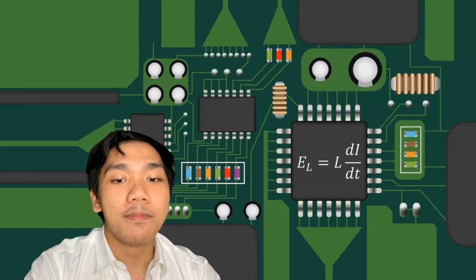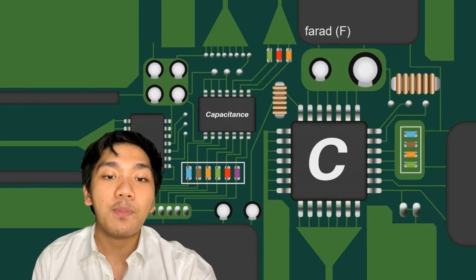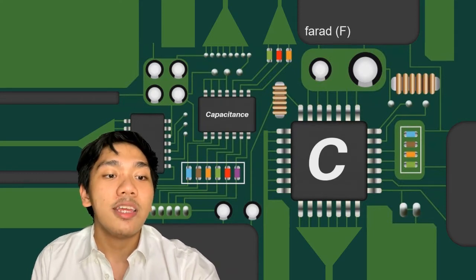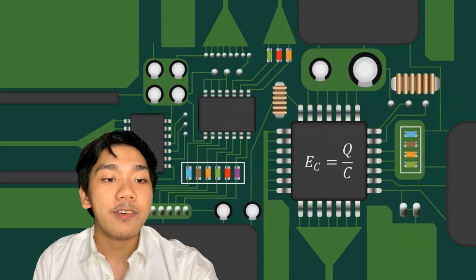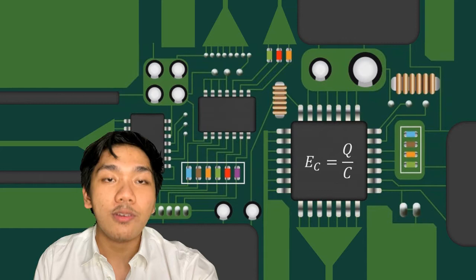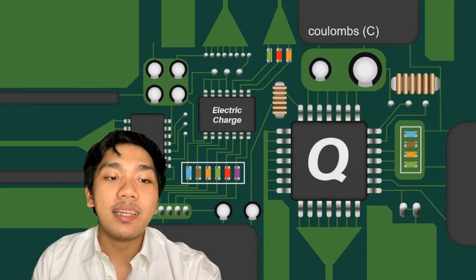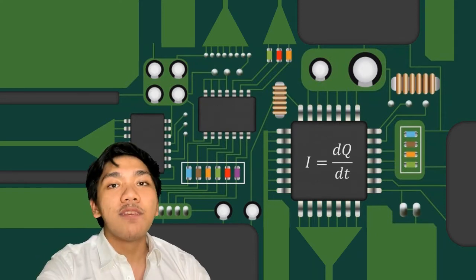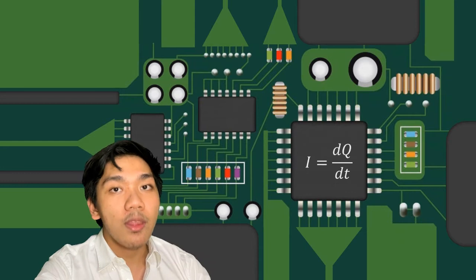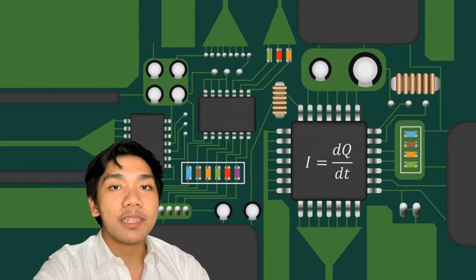respect to time. The capacitance C in farad is a circuit parameter which opposes a change in the voltage. The potential drop across the capacitor, the voltage with respect to capacitance, is equal to Q divided by the capacitance. Take note here that Q is the electric charge measured in coulombs. The current I is the rate of change of the electric charge Q, or I is equal to the derivative of Q with respect to time.